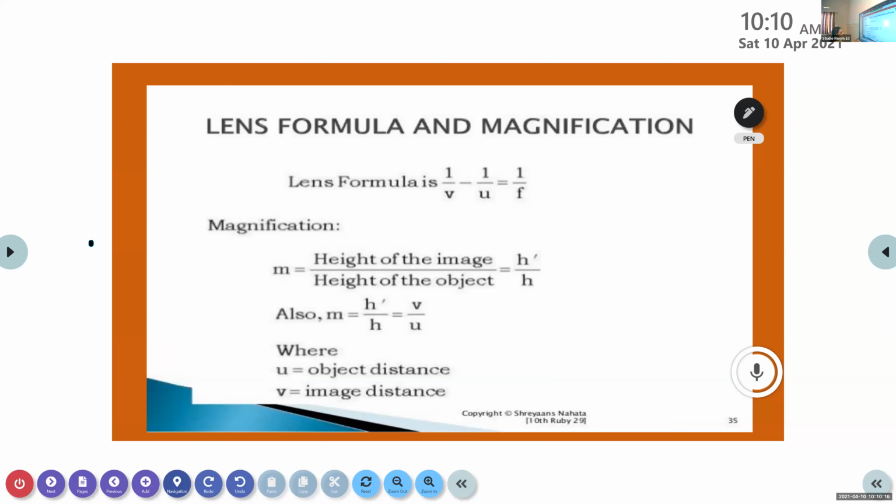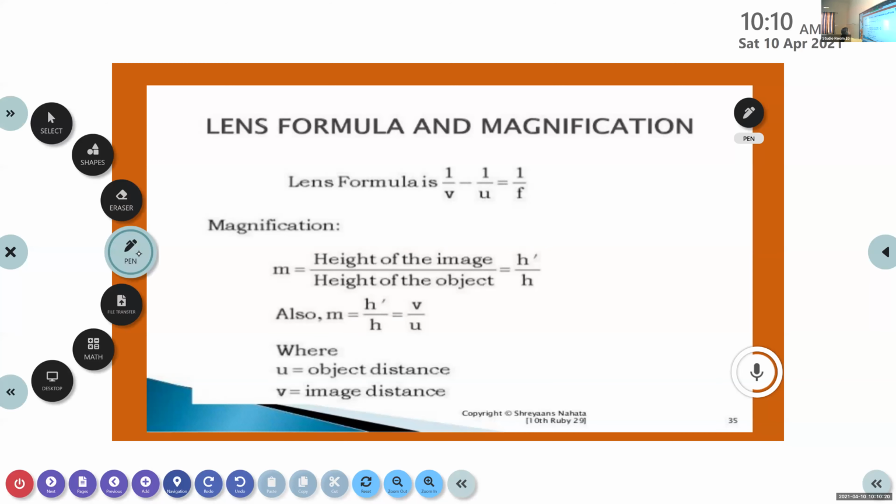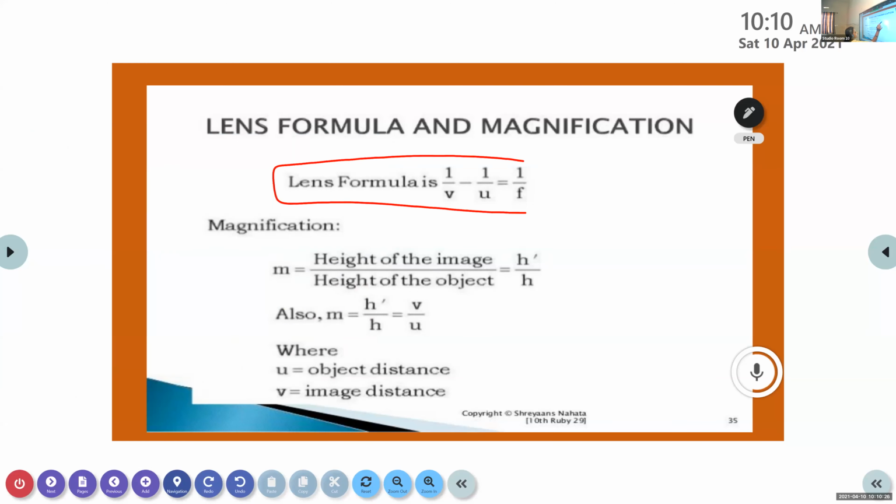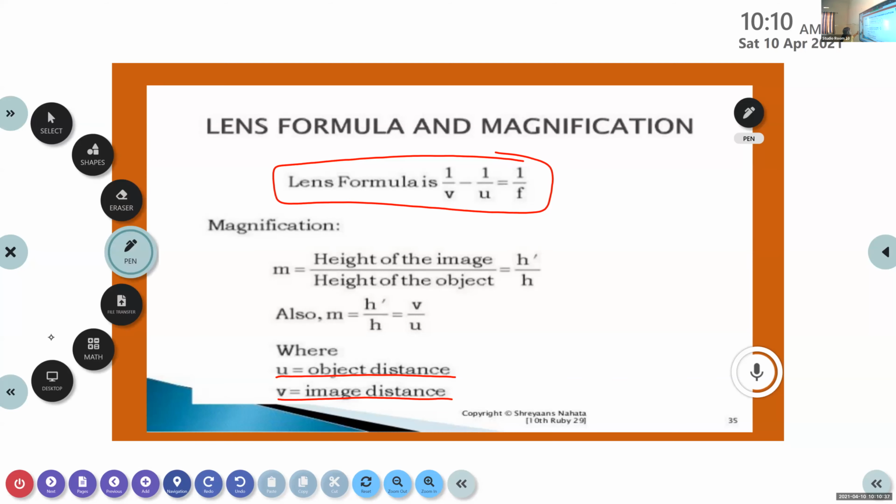So the lens formula is given by 1 by V minus 1 by U is equal to 1 by F, where U is the object distance and V is the image distance. Is it clear? Can we move to the next topic?